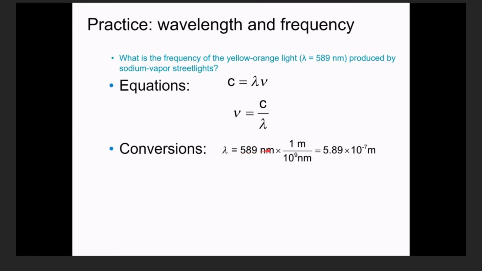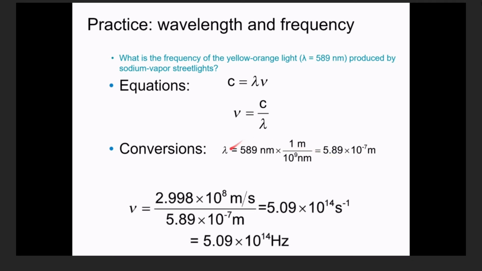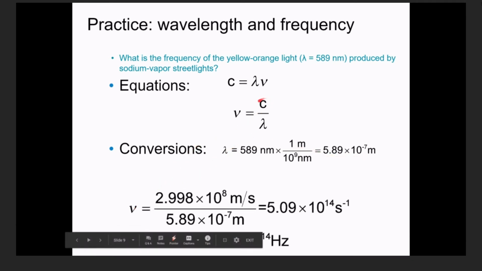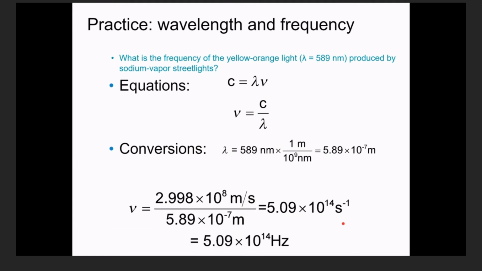Then we need to convert nanometers to meters. So there are 10 to the 9 nanometers for every 1 meter. So then we get 5.89 times 10 to the minus 7 meters. Then you put this into the equation here. So you'll put C on the numerator and lambda on the denominator. And you'll get 5.09 times 10 to the 14 inverse seconds or hertz. So you'll see at the bottom, those units are the same. They're interchangeable.